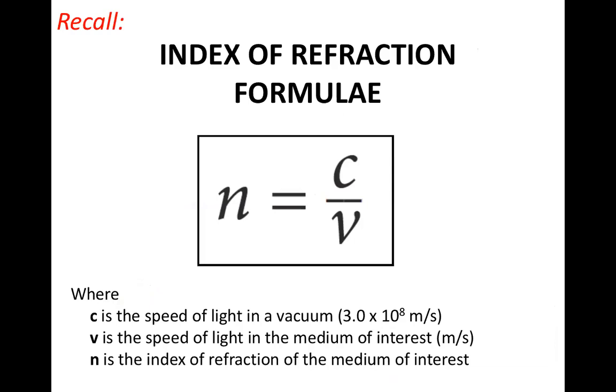Okay, so we have the index of refraction for when we're comparing how light travels through different materials. The index of refraction is an optical property of that material. It's a material property, and it's the ratio of the speed of light in a vacuum to the speed of light in that medium of interest. And since you've got speed over speed, n is unitless. So n equals c over v.